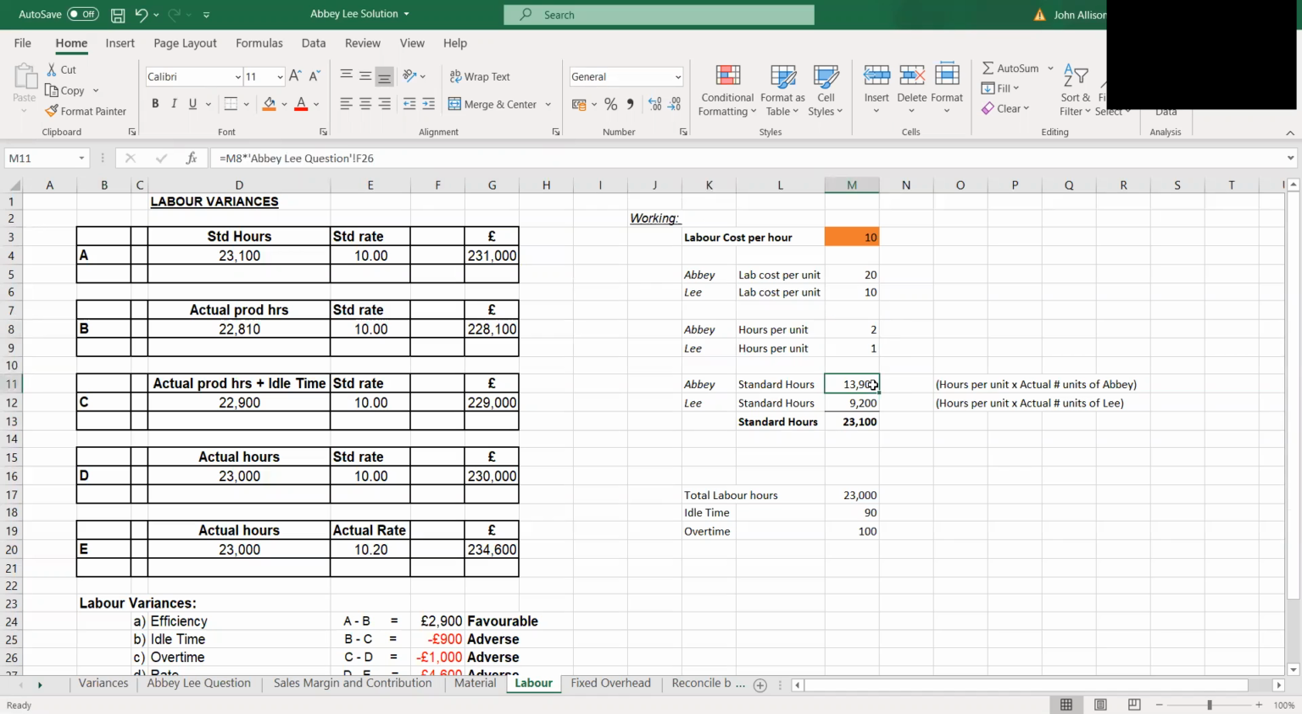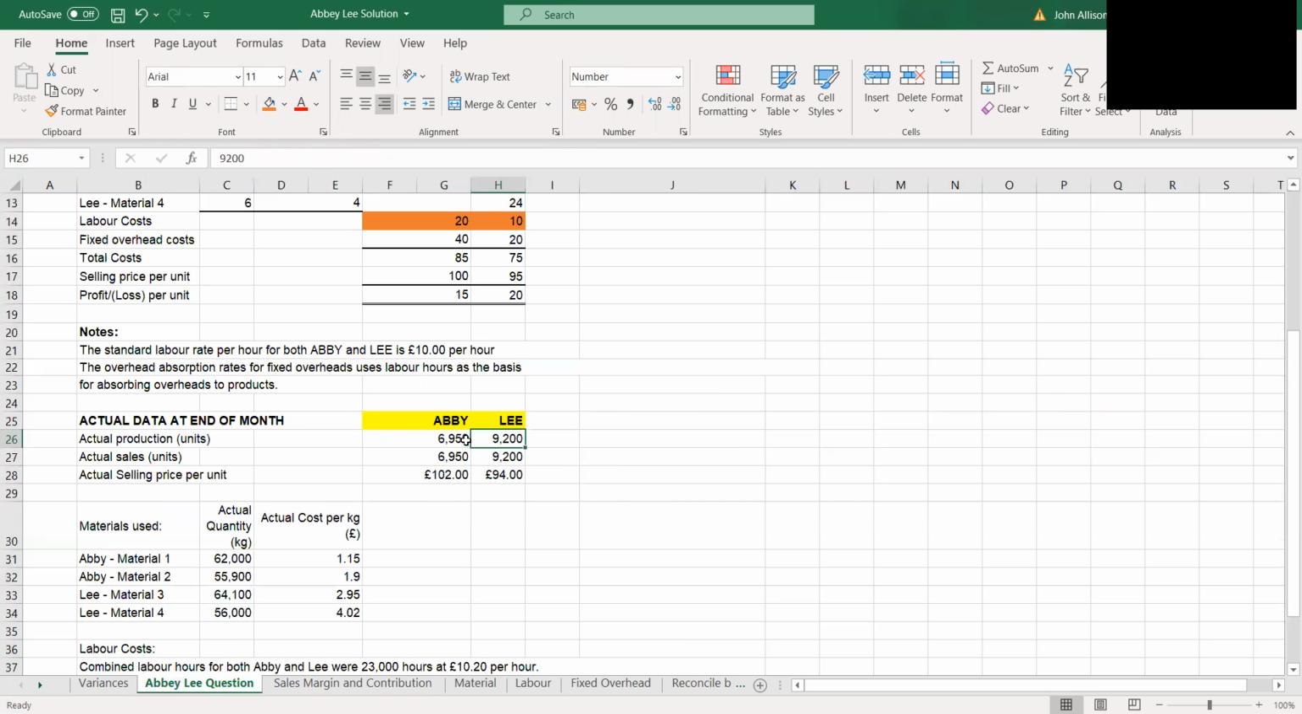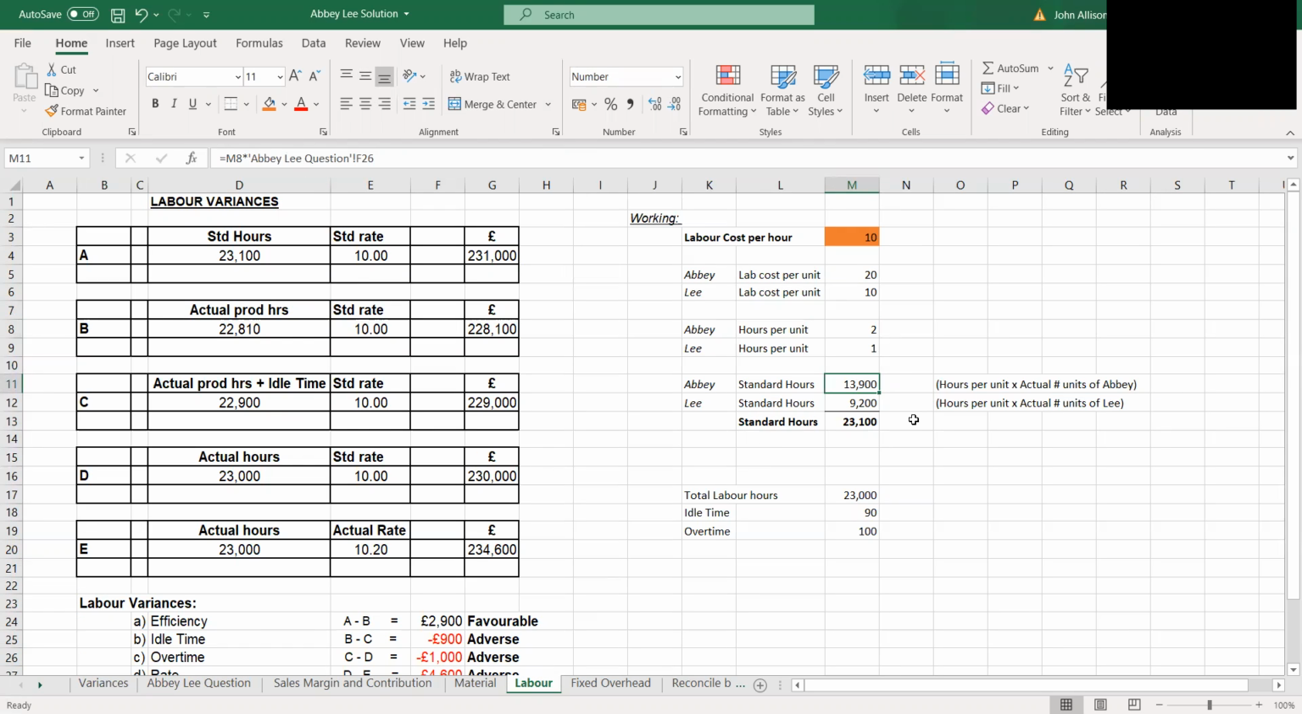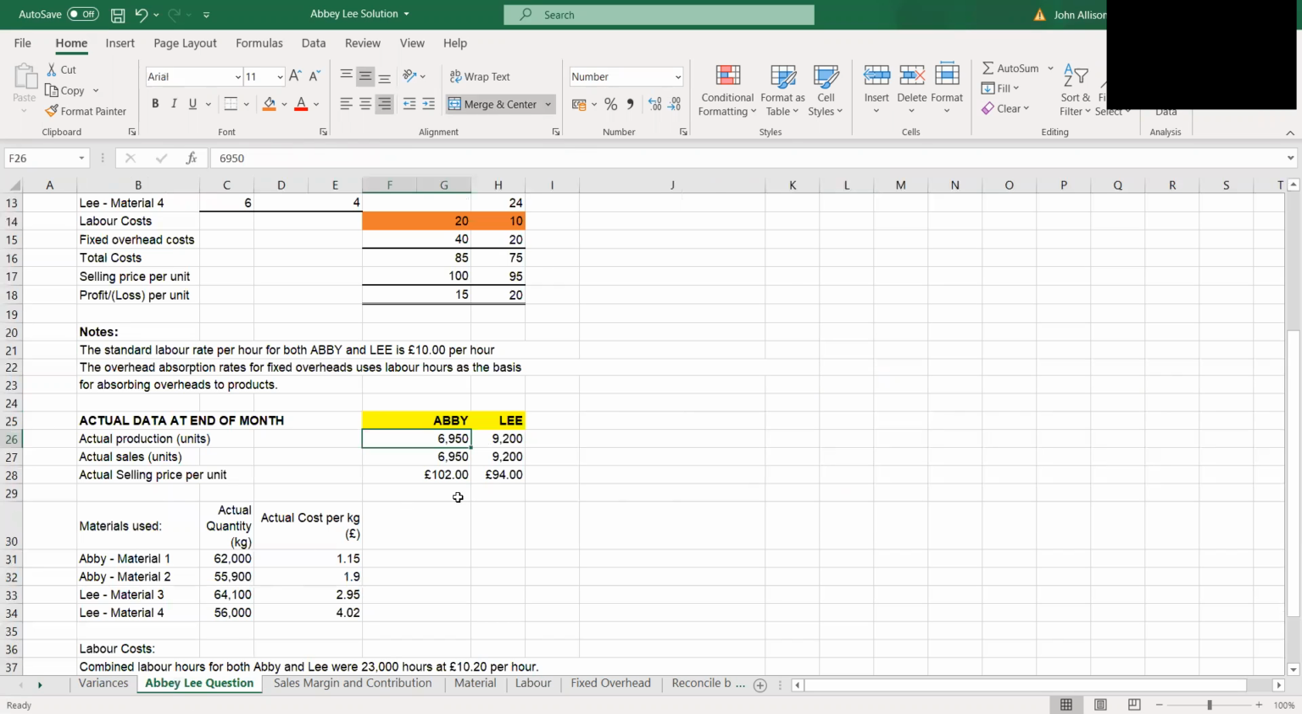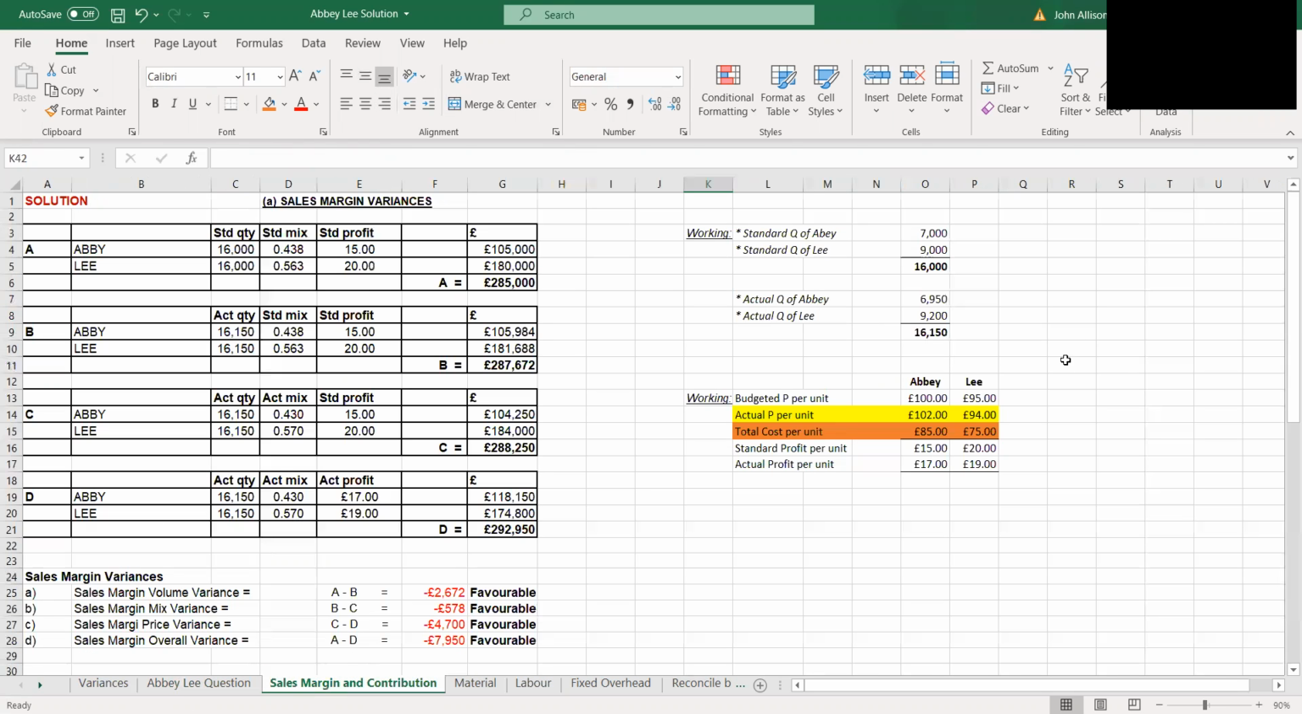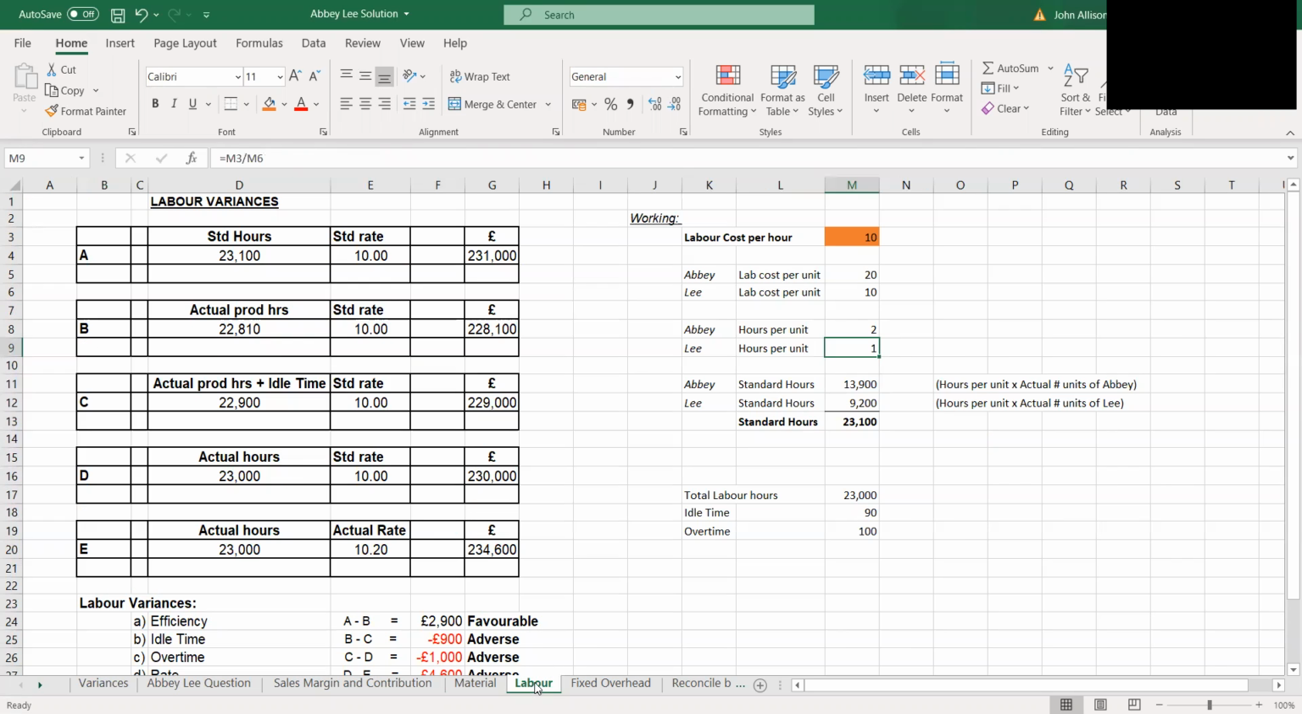I'll try again. To get the number of hours spent working on Abby, it was the hours per unit of 2 multiplied by the 6,950, the actual number of units. So 2 hours per unit times 6,950 units gives us 13,900 hours. And for Lee, it was 1 hour per unit, and we times by the number of units produced, which was 9,200. So 1 times 9,200 gives us the 9,200 number of hours. So 9,200 hours were spent producing Lee.